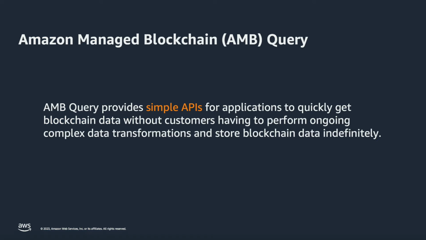Let's get started. Amazon Managed Blockchain Query, also known as AMB Query, provides serverless access to multiple blockchain datasets through developer-friendly APIs. With AMB Query, you can more quickly build applications that need data from various public blockchains. This eliminates the need for parsing data, tracing smart contracts, and managing indexing infrastructure. AMB Query simplifies and streamlines the process of fetching blockchain information.